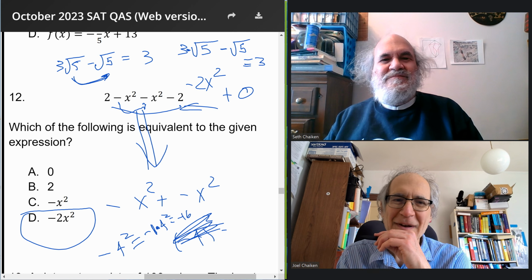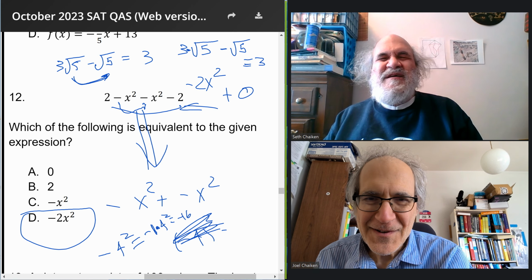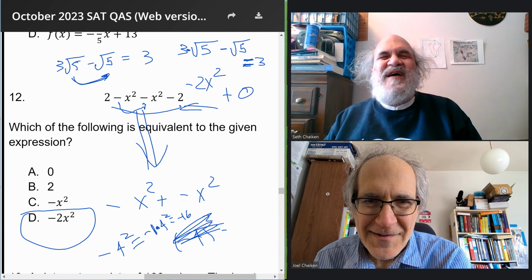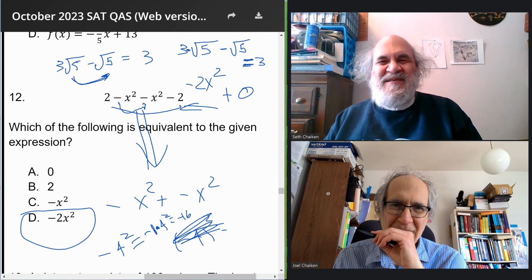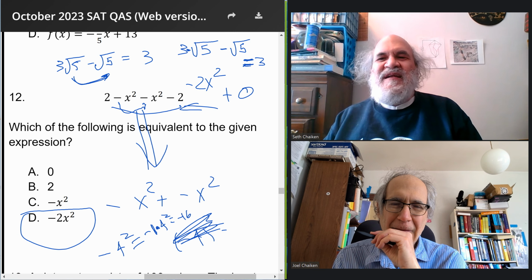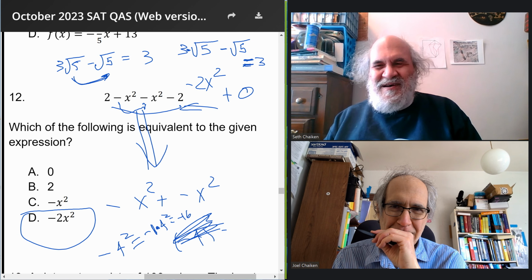Instead, what you could do is put a little dot on top of the minus sign, and then another little dot below the minus sign, and what you'd have is 3 times the square root of 5 divided by the square root of 5, which is 3.